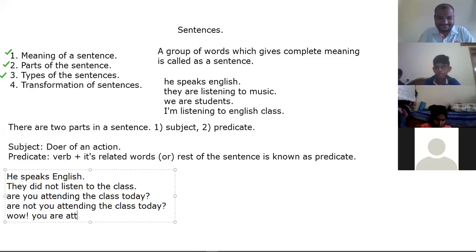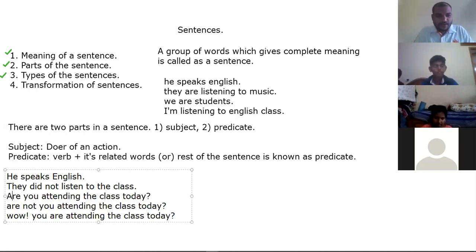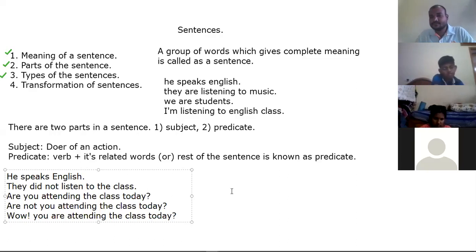Wow, you are attending the class today? Wow, you are attending the class today. Right? So now, just look at the examples and then tell me what would be the types of sentences there. What are the types of sentences? Any idea about the types of sentences? No ideas. Right.